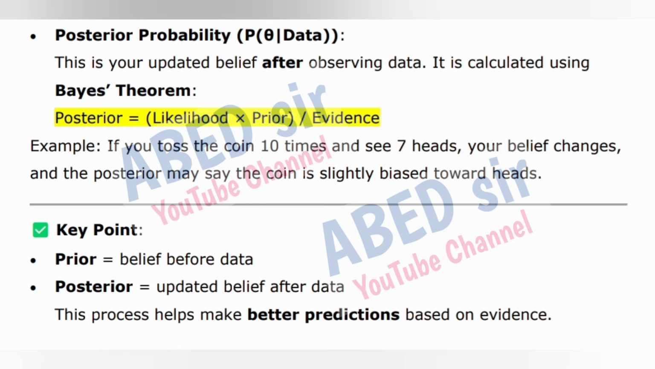Posterior probability, P(theta | data): this is your updated belief after observing data. It is calculated using Bayes' theorem. Posterior is equal to likelihood times prior over evidence. Example: if you toss the coin 10 times and see 7 heads, your belief changes and the posterior may say the coin is slightly biased toward heads. Key point: prior is equal to belief before data. Posterior is equal to updated belief after data. This process helps make better predictions based on evidence.